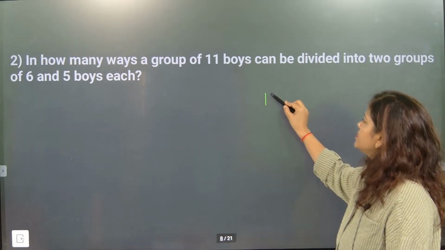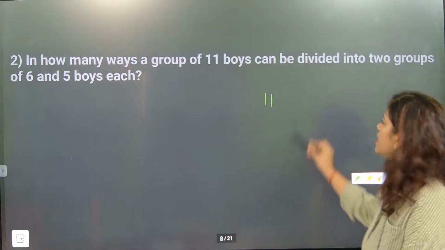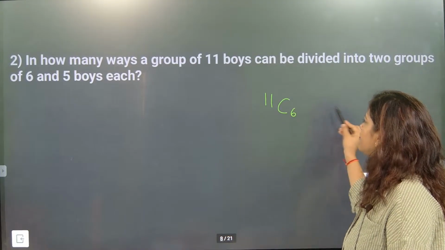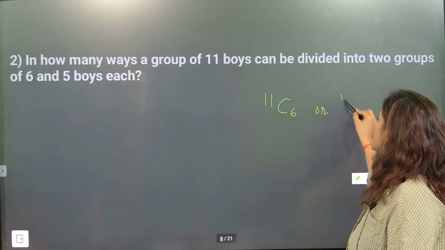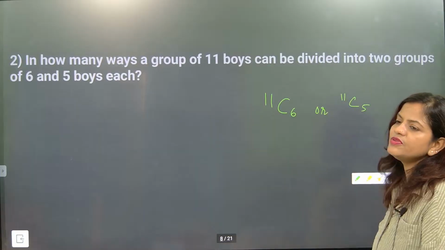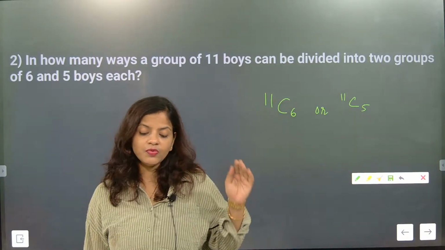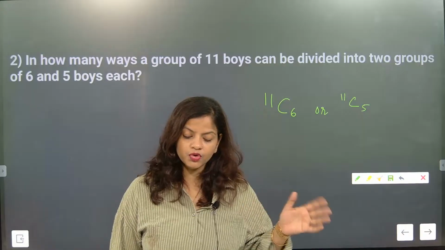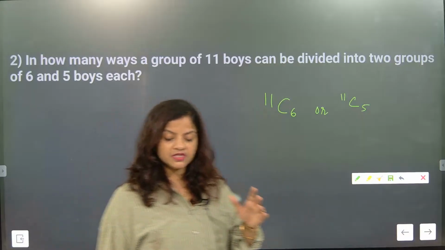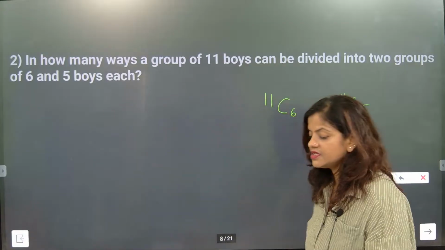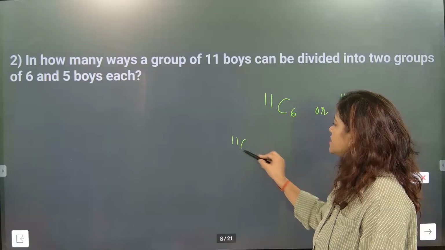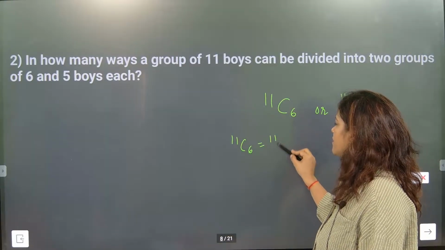So 11 boys are there. If 11 boys are there, 6 will be left. Or 11C5. Both answers will be the same, because see, in how many ways can a group of 11 boys be divided into two groups? Definitely 11C6, and 11C6 will be equal to 11C5.